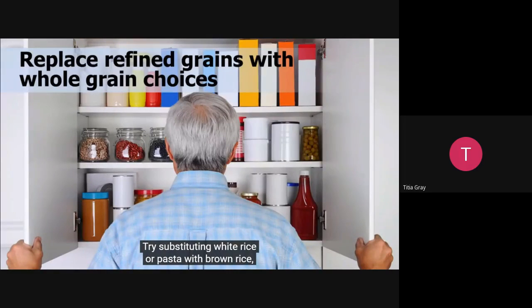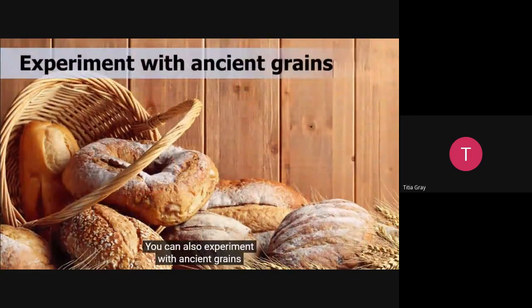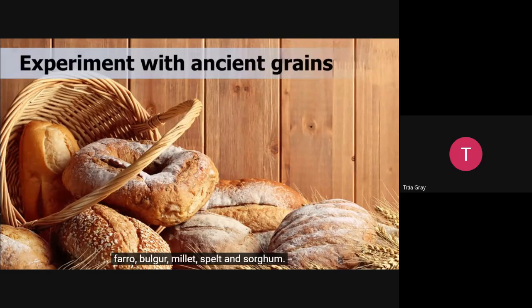Try substituting white rice or pasta with brown rice, wild rice, or whole wheat pasta. You can also experiment with ancient grains that are making a comeback, including quinoa, farro, bulgur, millet, spelt, and sorghum. Many people choose these ancient grains because they are nutrient-rich and high in protein and fiber. Some are chosen as gluten-free alternatives to traditional grains, and many are less processed or modified.